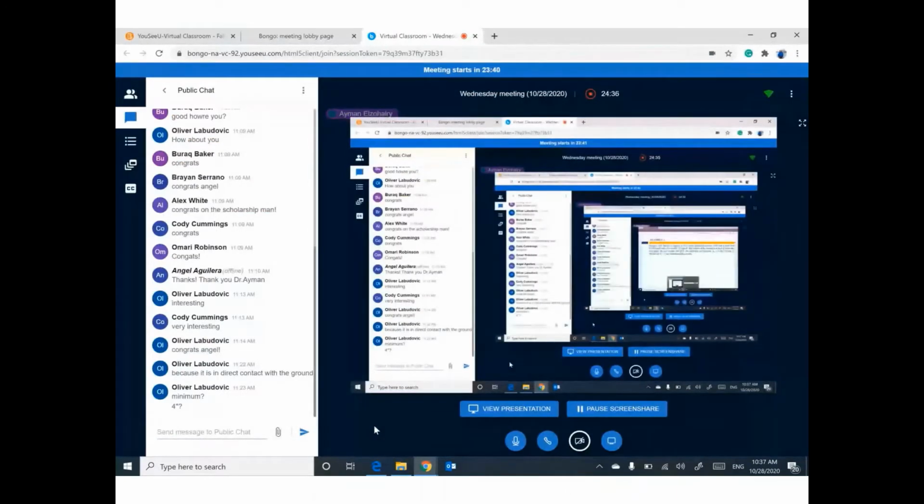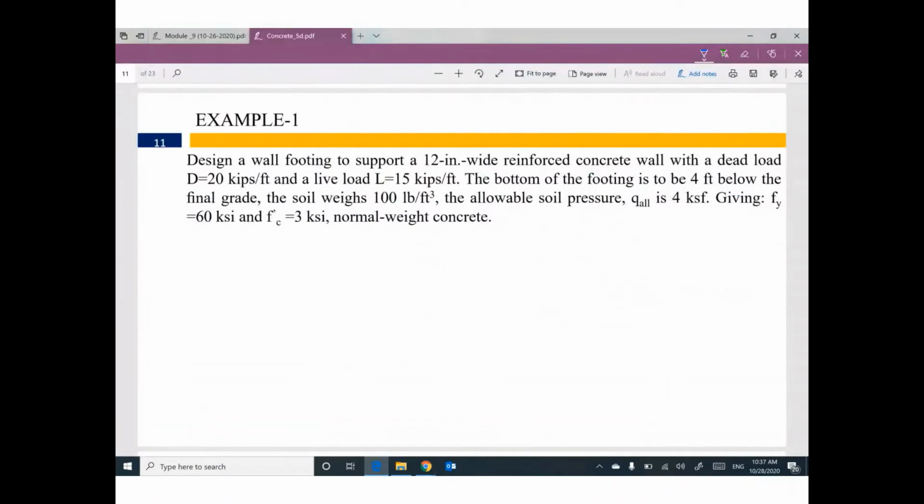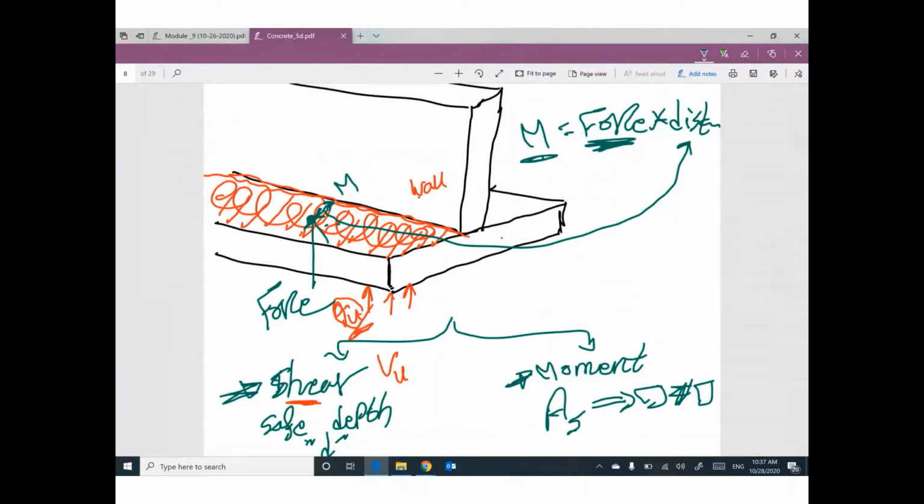Designing of footing is very, very systematic. But we have some concepts. The first concept we learned today: where are the critical sections? It's very important. This point is very, very critical.